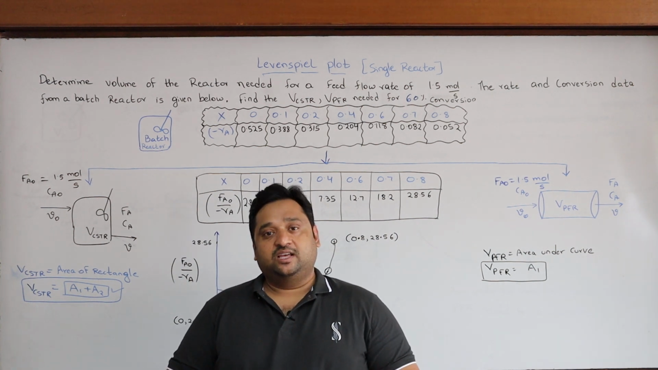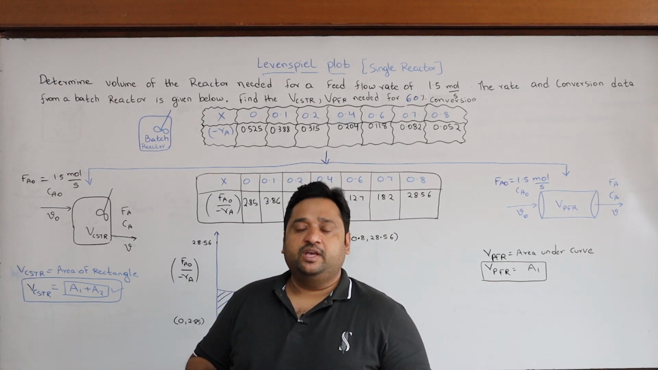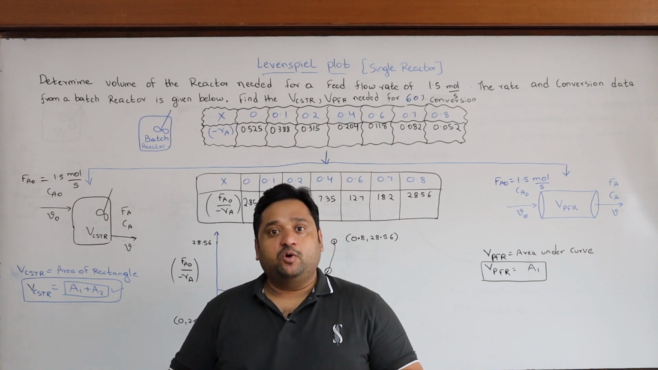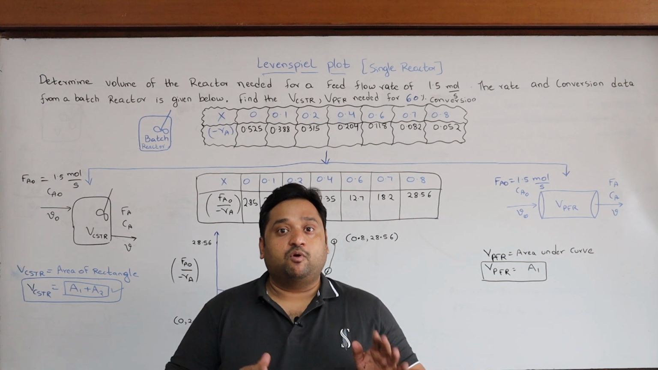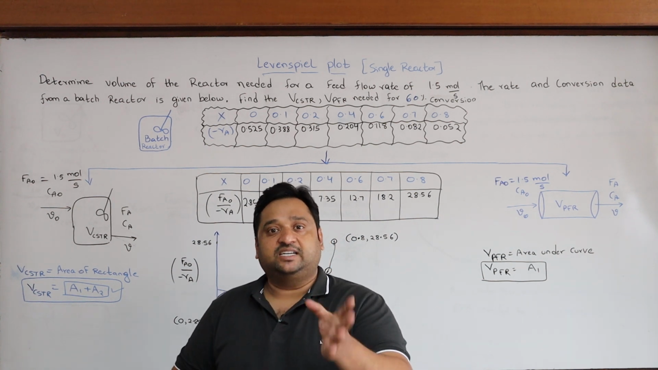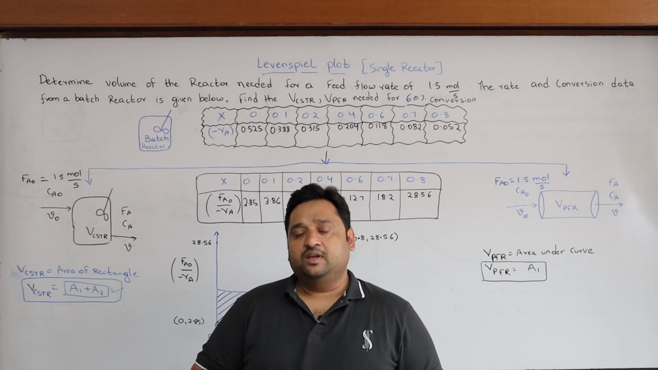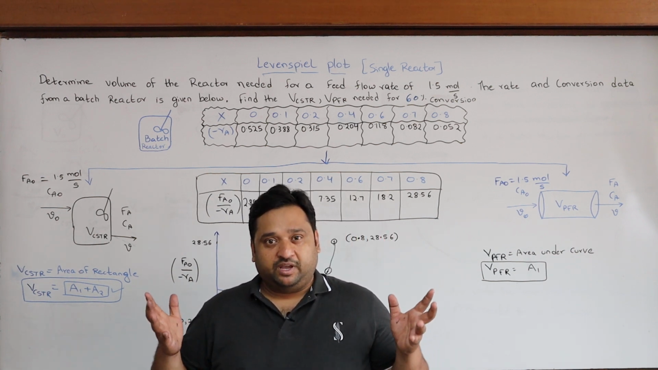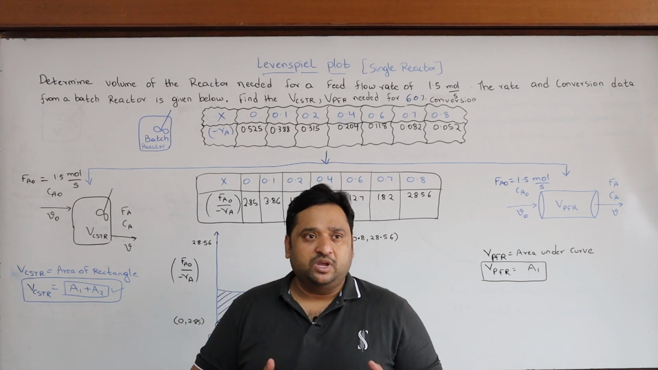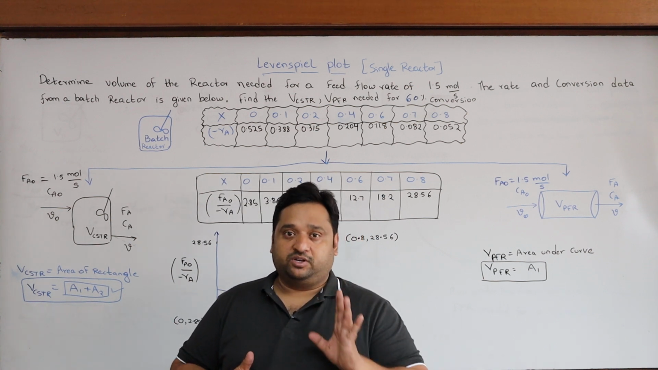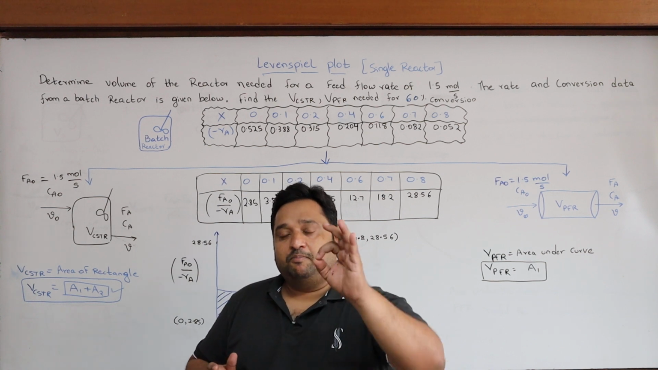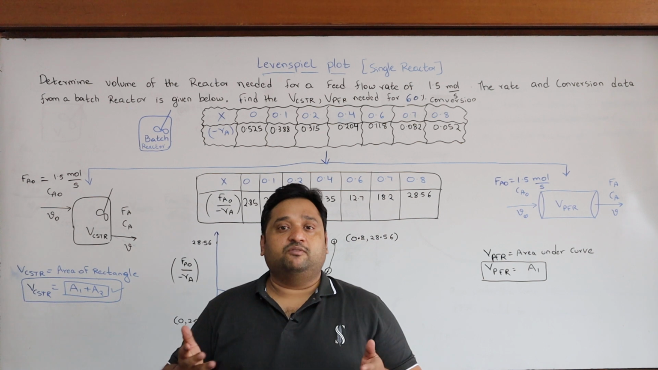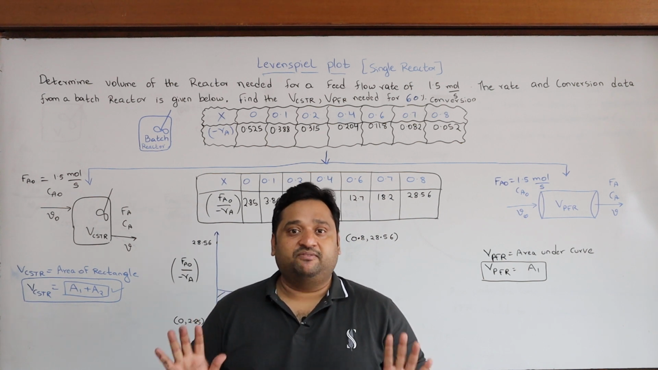In today's class, we are going to discuss, with a small example, how to find the volume of a PFR and how to find the volume of a CSTR for a certain conversion of reaction. The graphical method we are going to use is generally named a Levenspiel plot. Let us apply this Levenspiel plot to find the volume of the reactors needed for a certain conversion.